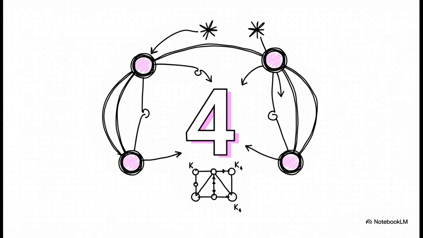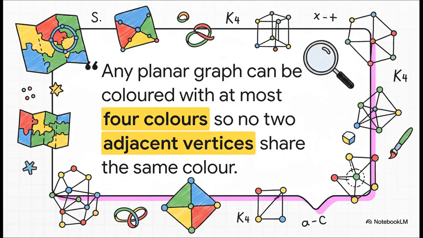Now take a look at this number. Just 4. It doesn't look like much, does it? But I'm telling you, in the world of graph theory, this number is an absolute legend. So what's the big deal with 4? Well, it's because of one of the most famous and mind-bending results in all of mathematics, the four-color theorem.